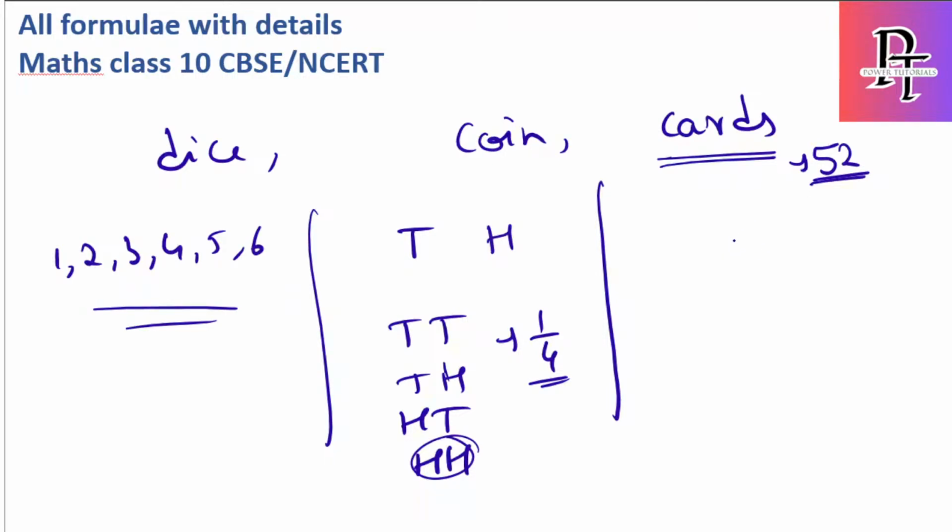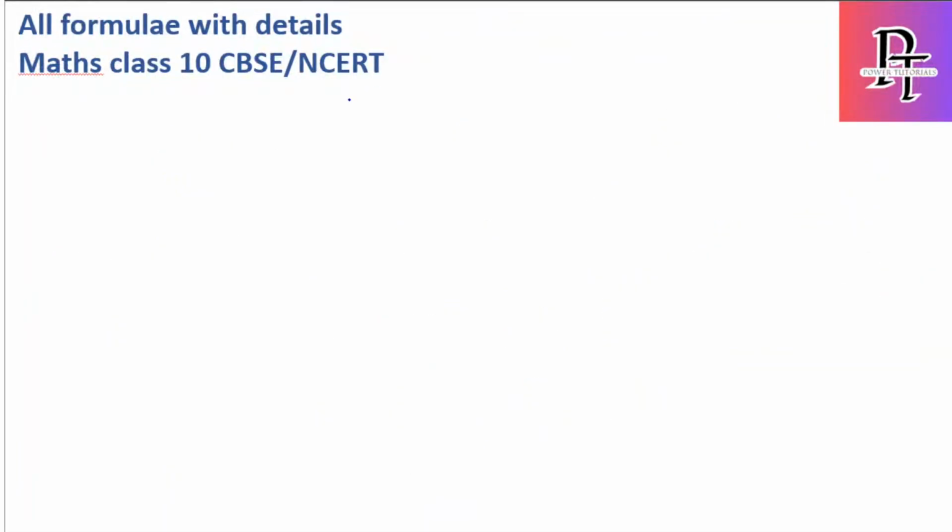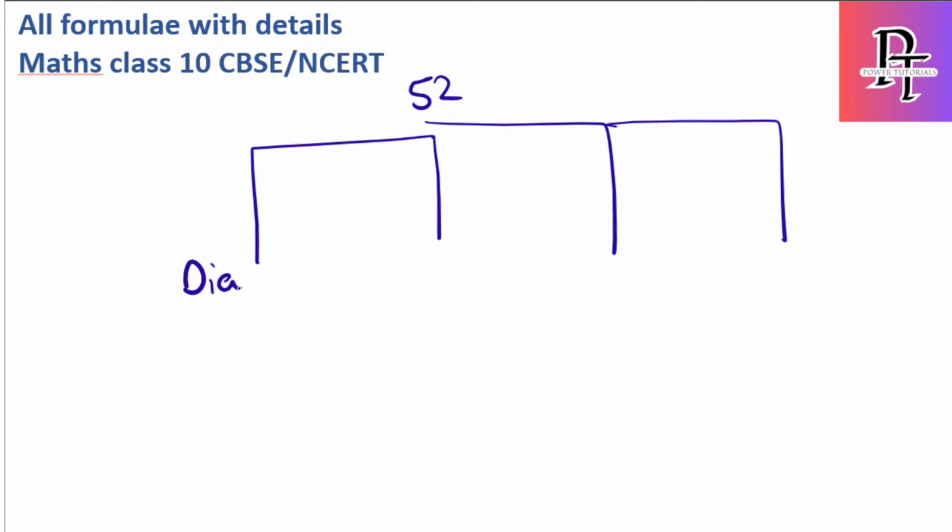In the same way for cards, we have to remember that the total is 52 cards, out of which we have 4 divisions. These 4 divisions belong to diamond, heart, club and spade. So as I mentioned, there are 4 types, and each has 13 cards. I'll write this in a separate PPT. Like if I see total cards, as I told you, it is 52.